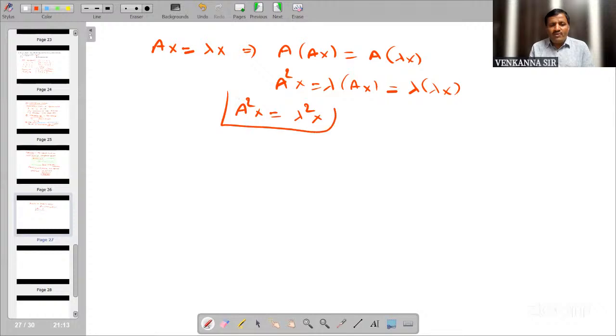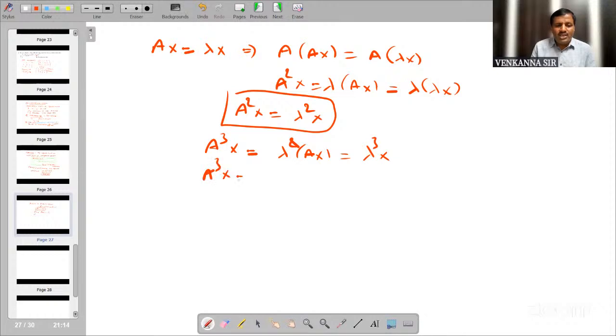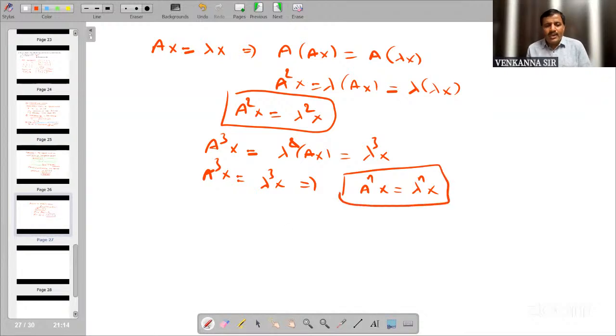Whenever we multiply both sides, what is the result? We get A square x equals lambda square x. Again, if you multiply both sides by A, A cube x equals lambda square into Ax. What is Ax again? Lambda x. Then it becomes lambda cube x. A cube x equals lambda cube x. In the same way, A power n x equals lambda power n x. This is a very, very important point.